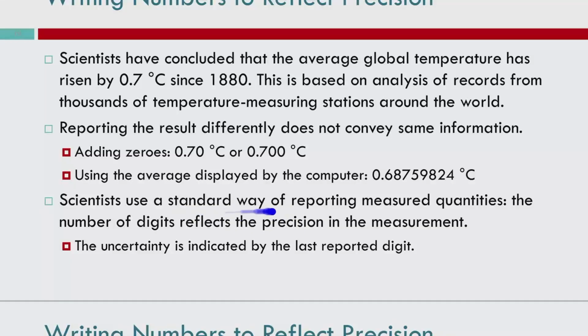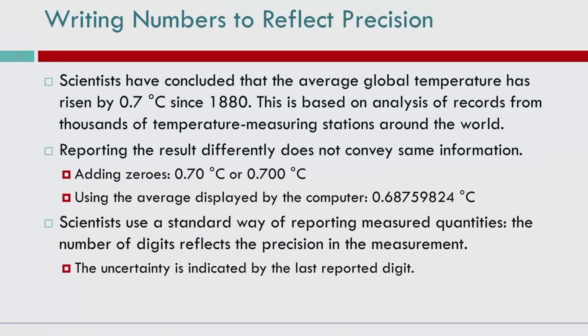And we use a standard way of reporting measured quantities, which is scientific notation, significant figures. Anytime that we're doing significant figures, our uncertainty is indicated by the last reported digit. The last digit in any number has a little plus or minus baked into it. So for example, this 0.7 could be 0.65 that got rounded up. It could be bigger, it could be 0.74 and it got rounded down. There's a little bit of wiggle room because of the unit that we used.